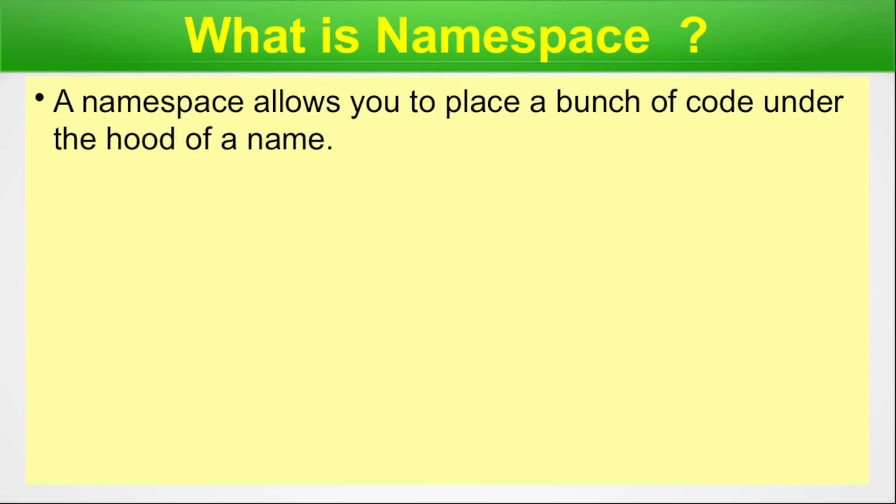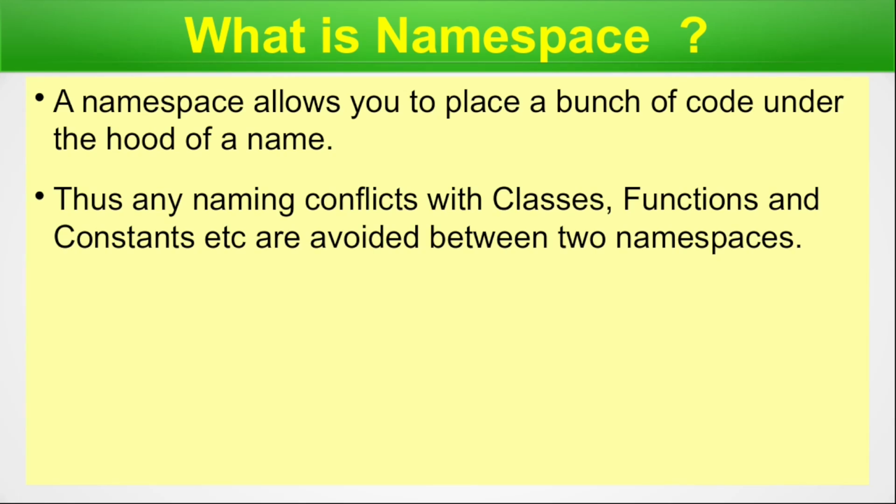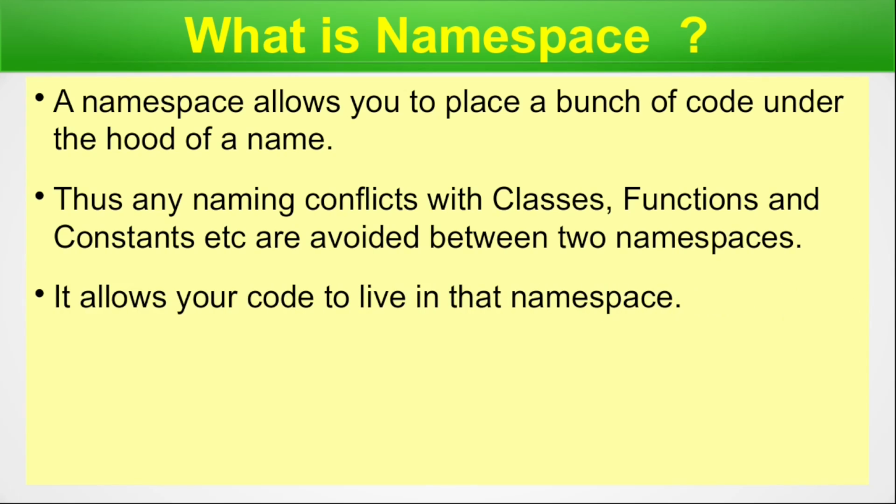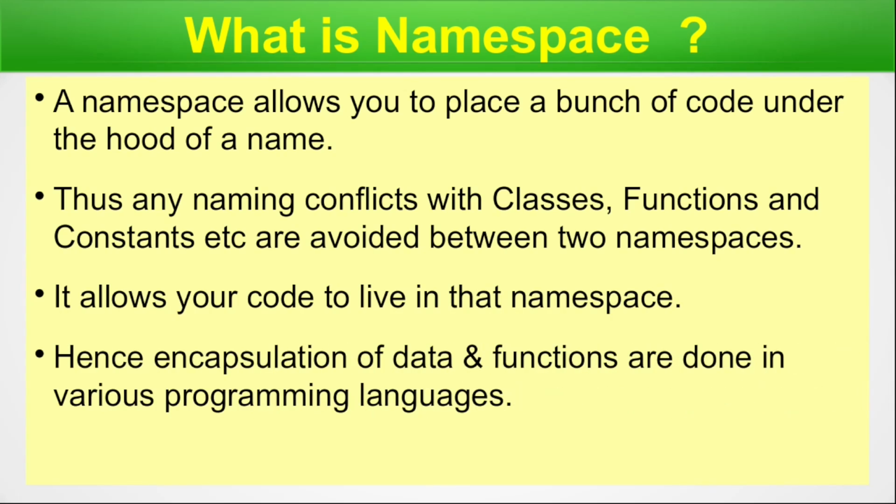What is a namespace? A namespace allows you to place a bunch of code under the hood of a name. This name is generally given by you. Thus, any naming conflicts with classes, functions, constants, etc. are avoided between the two namespaces. This means that the namespace segregates different sections of code and protects them from each other. This way the namespace helps in coding. It allows your code to live in that particular namespace. Hence, encapsulation of data and functions is done in various programming languages.